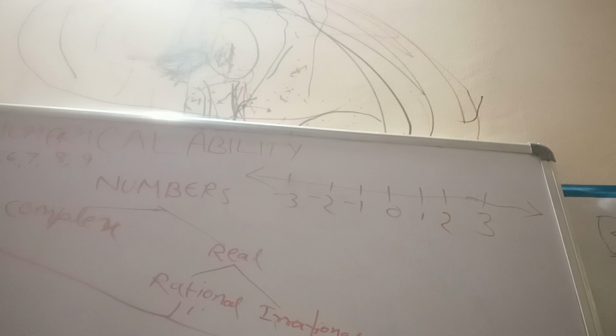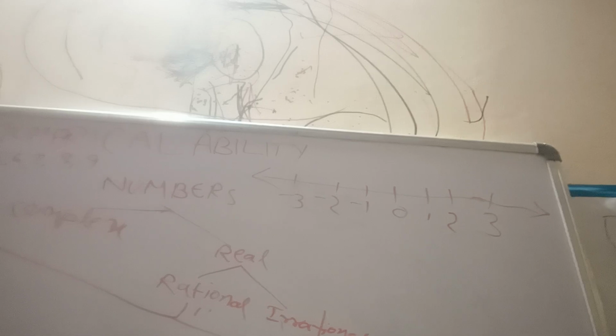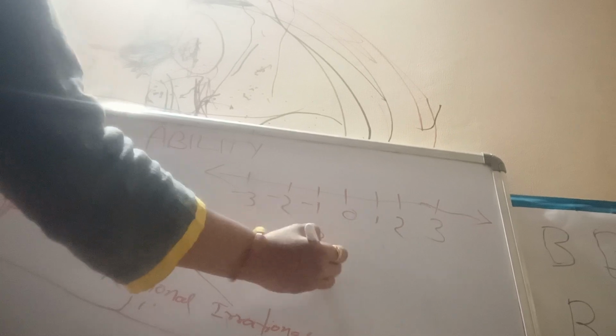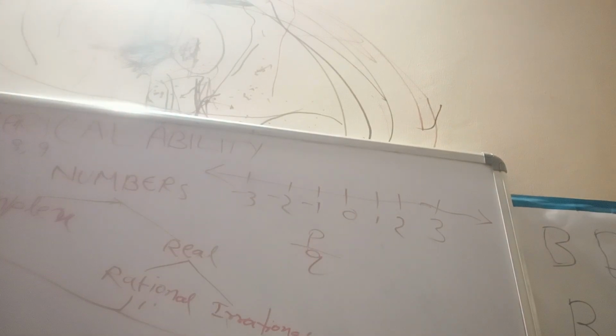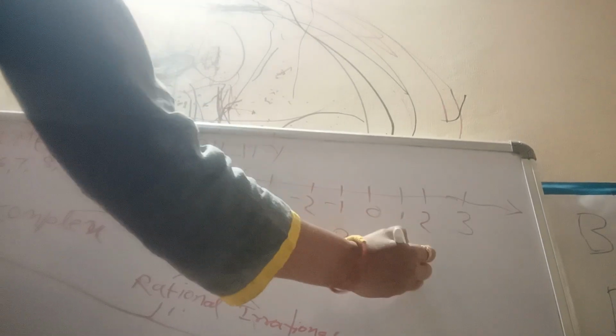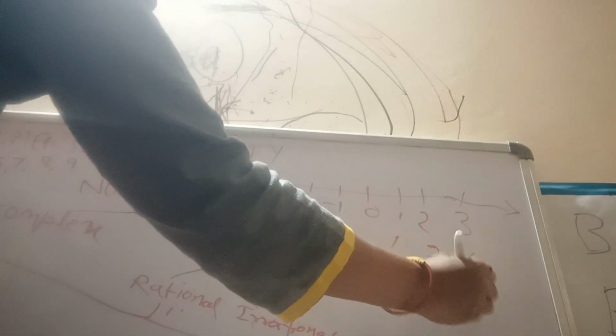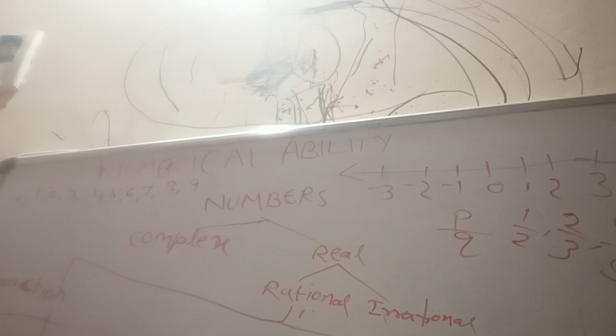Like this, we should know about rational number. Rational number means it should be in the form of P by Q. Means 1 by 2, 2 by 3, 4 by 5, like this it should be written. This is the rational number.